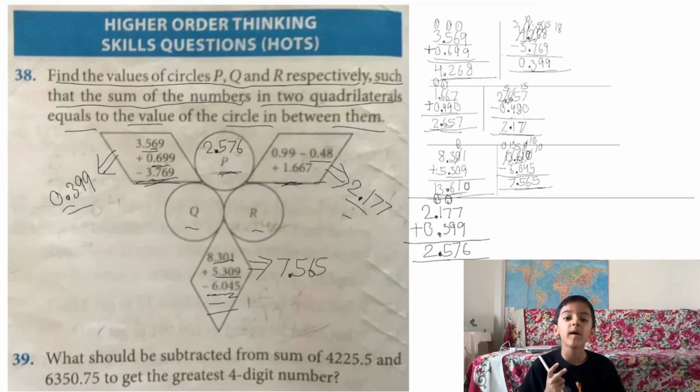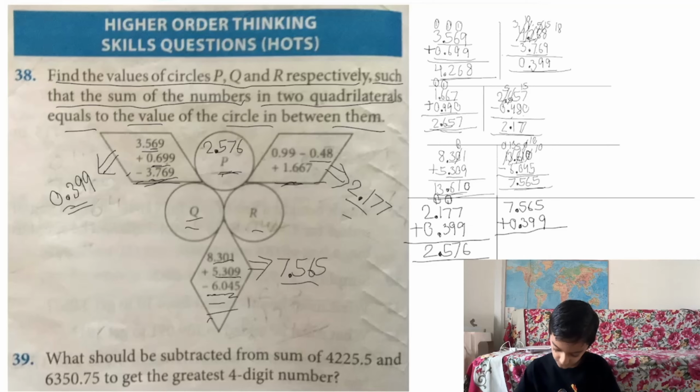Now let's find out the values of the remaining two circles Q and R respectively. So let's see circle Q. To find the value of circle Q, we will add these two quadrilaterals. That is 0.399 and 7.565. So let's add. So here 5 plus 9 is equal to 14. 4, 1 carry over.